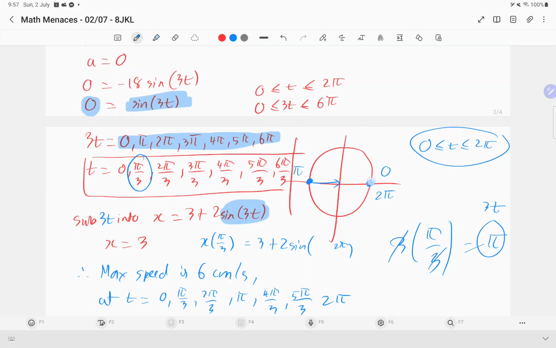Sine 2 pi is this point, which is also 0. And if you keep on repeating 3 pi on 3, 4 pi on 3, it's always at these 2 points, which will always be 0. So that's why the sine section will always be 0. And times by 2 will also cancel that out, so the answer is always 3. Okay?